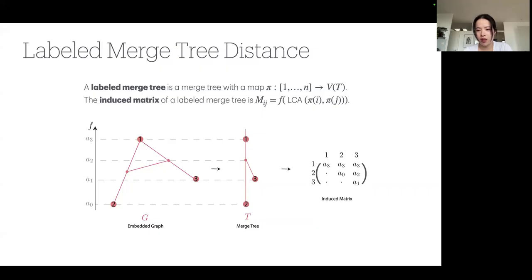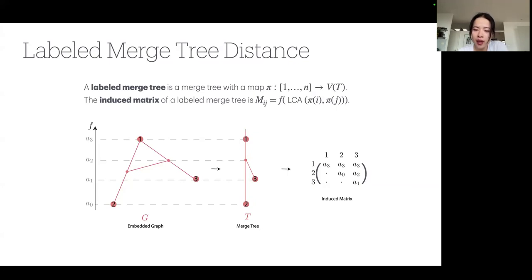Let's take entry 2,2, for example. What we do is we find the vertices labeled 2 and 2, which is the same vertex, and it's at the bottom of the merge tree right here, and it has the height a0, and that's why a0 goes into the entry of 2,2. And we do the same for the other diagonal entries: 1,1, which gets the height of a3, and the entry 3,3, which gets the height of a1.